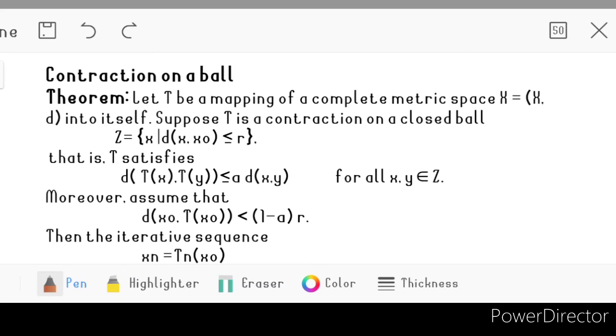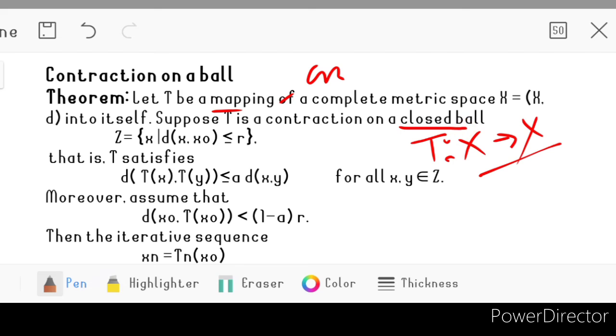So our next theorem was contraction on a ball. The theorem statement is: let T be a mapping on a complete metric space X. That means T is from X to X, and suppose T is a contraction on a closed ball Z, defined as the elements x such that the distance between x and x naught is less than or equal to r.